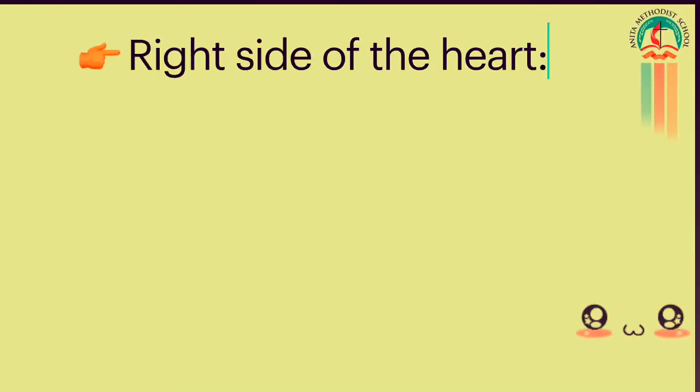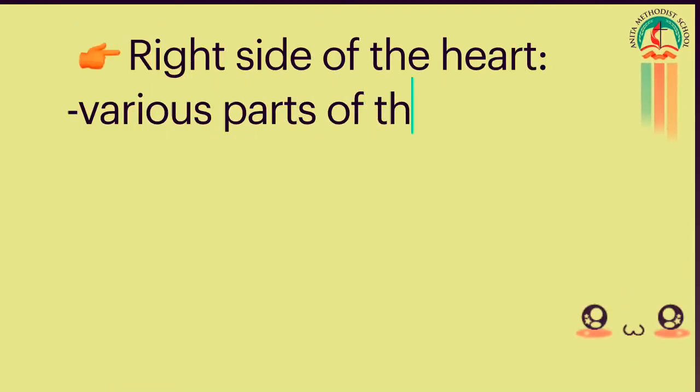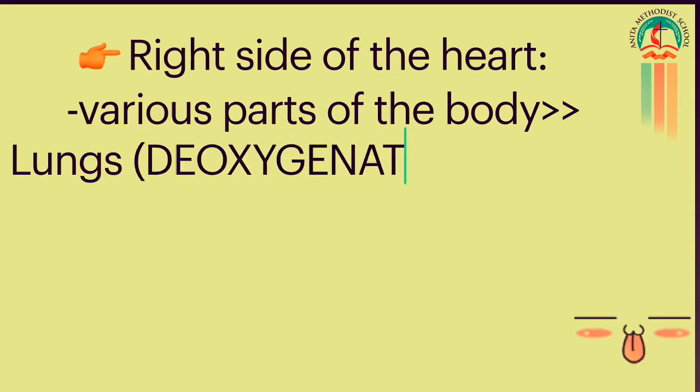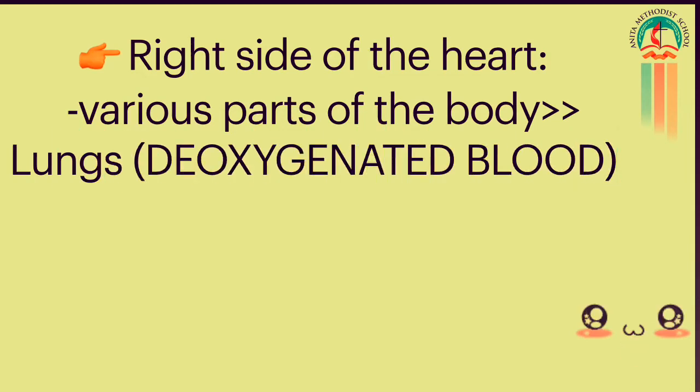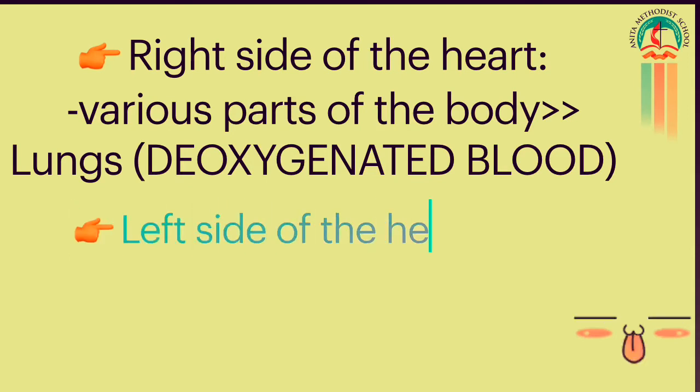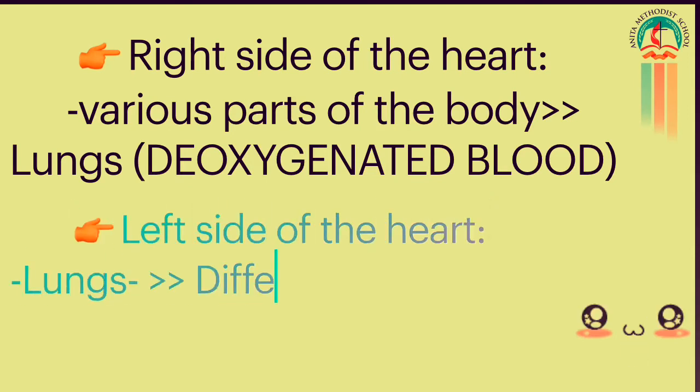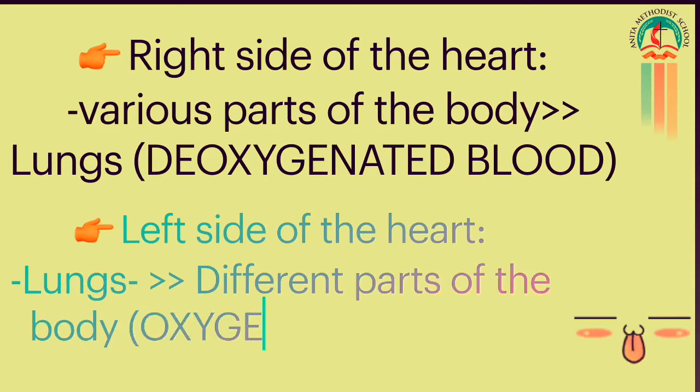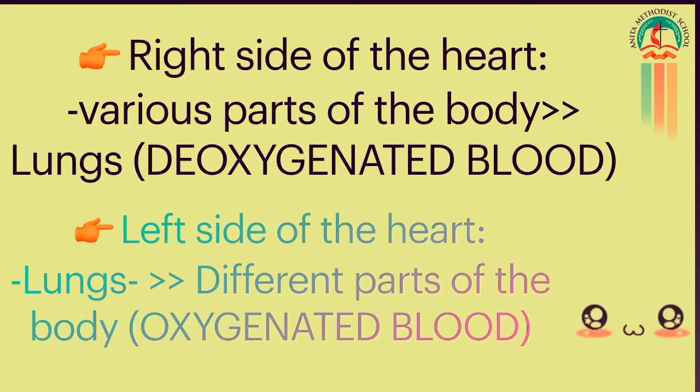For clear clarification, the right side of the heart receives blood from different parts of the body and pumps it to the lungs, deoxygenated blood. The left side of the heart receives oxygenated blood from the lungs and pumps it into different parts of the body, so that we get the oxygenated blood.